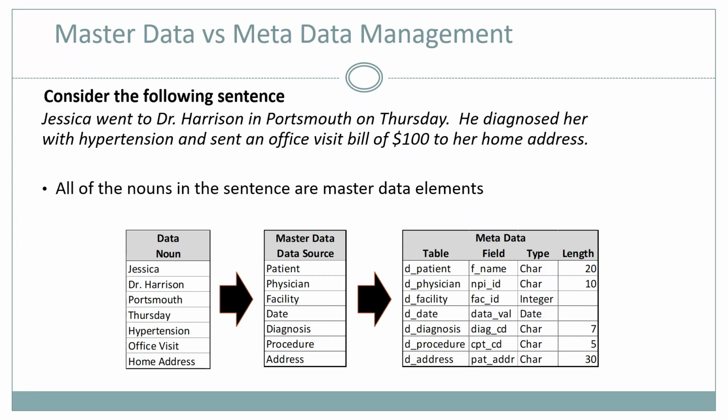Hypertension is a diagnosis, so that would be located within the diagnosis table. An office visit is a procedure that would be found in a procedure table. A home address is an address, which would be found in an address table. All of those nouns are master data elements, which would then translate into specific master data sources and have metadata associated with them.